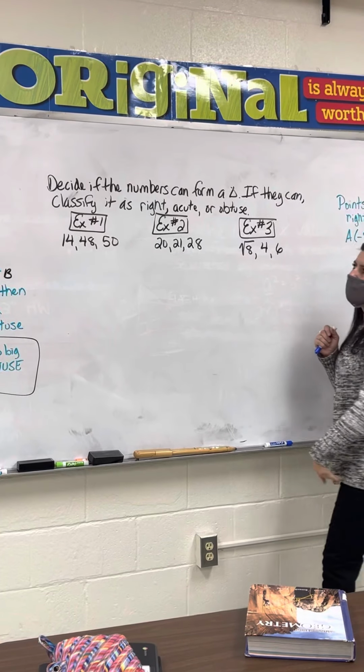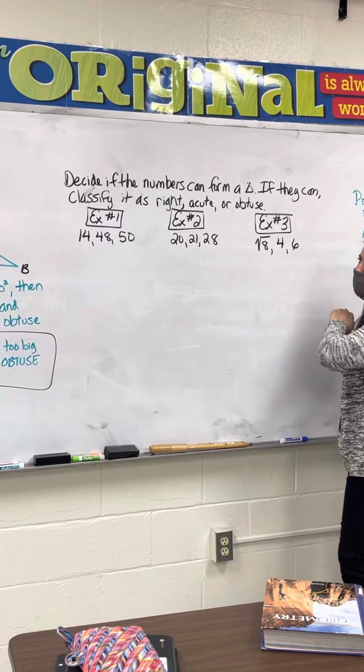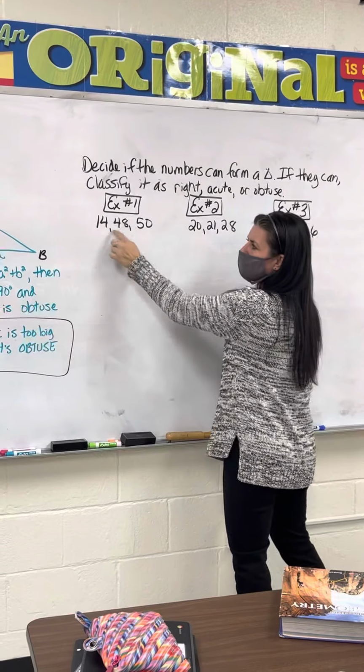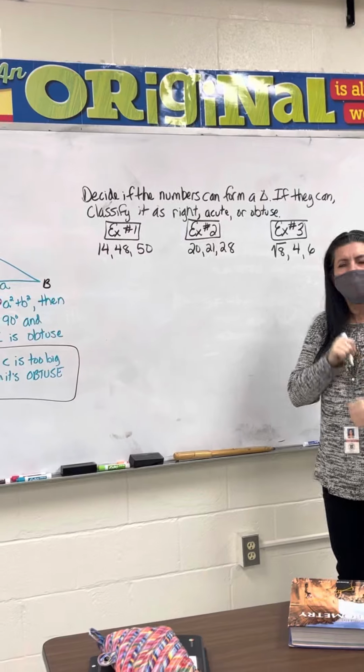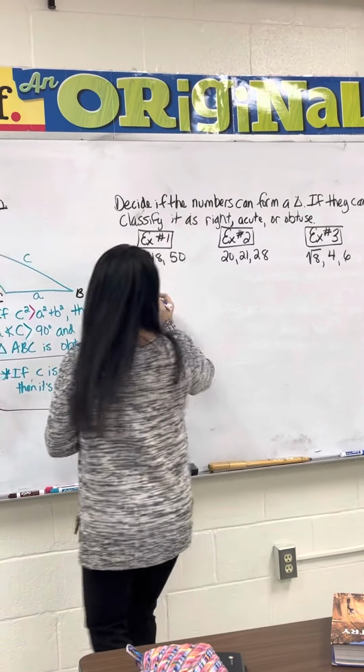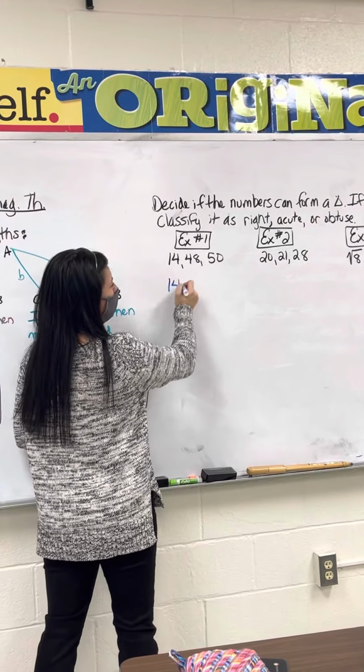Next thing I need to decide, is it right, acute, or obtuse? Now typically when they give you the three sides, typically the third one is your biggest one, but just make sure you put the biggest one as your C. So I'm going to plug it into my Pythagorean theorem.